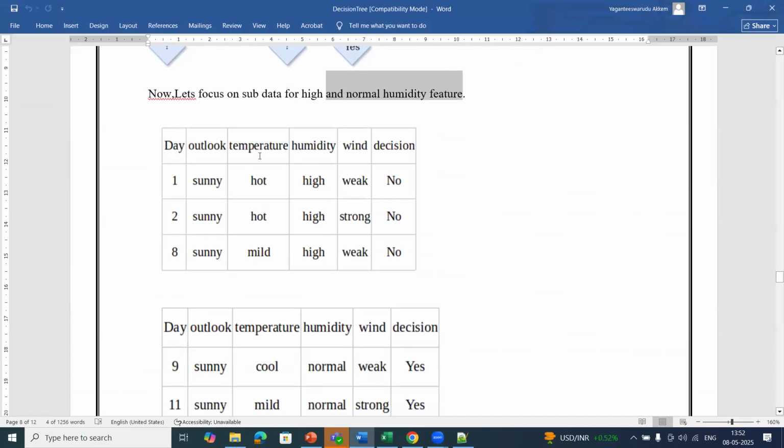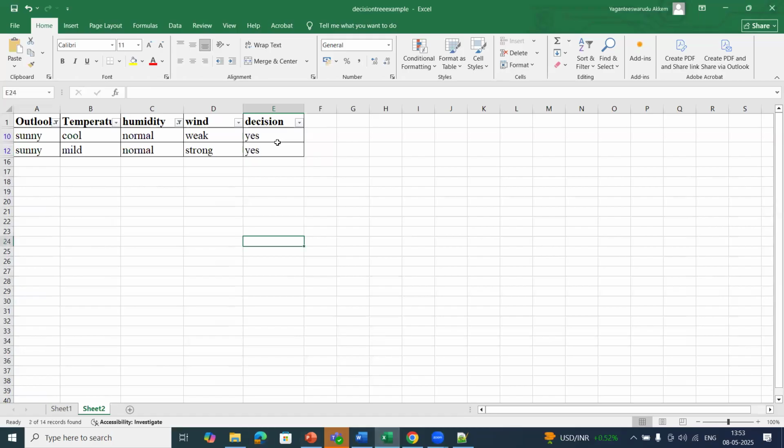If you see, once I filter, when we need to again calculate the Gini index, you may get a question: are we calculating the Gini index everywhere? Some of the features directly give the decision, because if I filter it out here, there are no yes and no conditions. Means only one class. If outlook is sunny and humidity is normal, there are no two or multiple classes. Only one class, that is, the decision is yes.